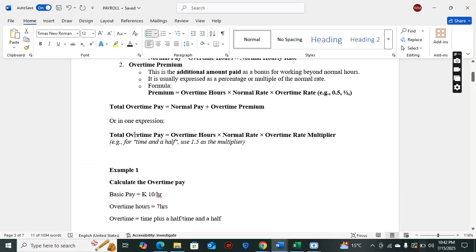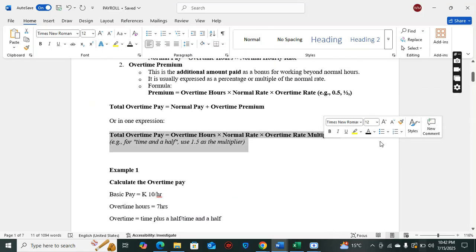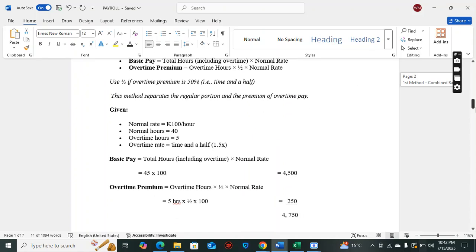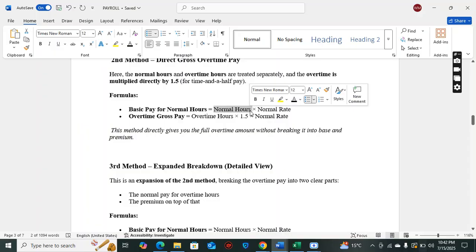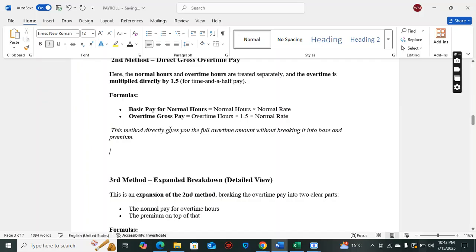You're using this formula and adding it to the basic pay. So the only difference here is that in the basic pay, we haven't included overtime hours. In the previous one, in the basic pay, we included overtime hours, and then we also got the overtime premium. Now here, we're not going to get any overtime premium. We get the overall overtime pay and then the basic pay for the normal hours.